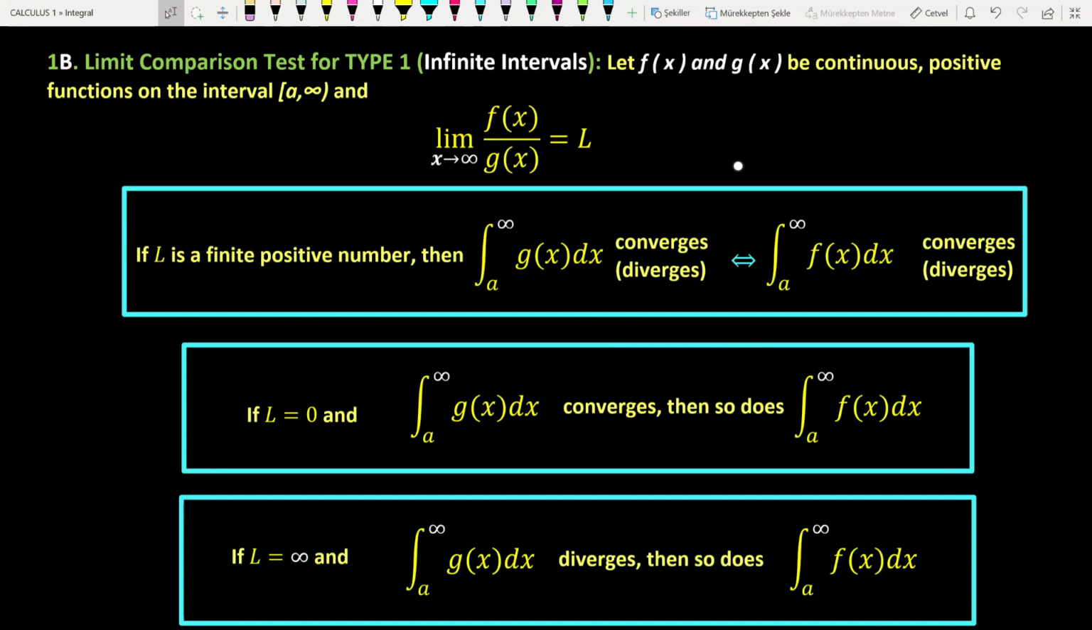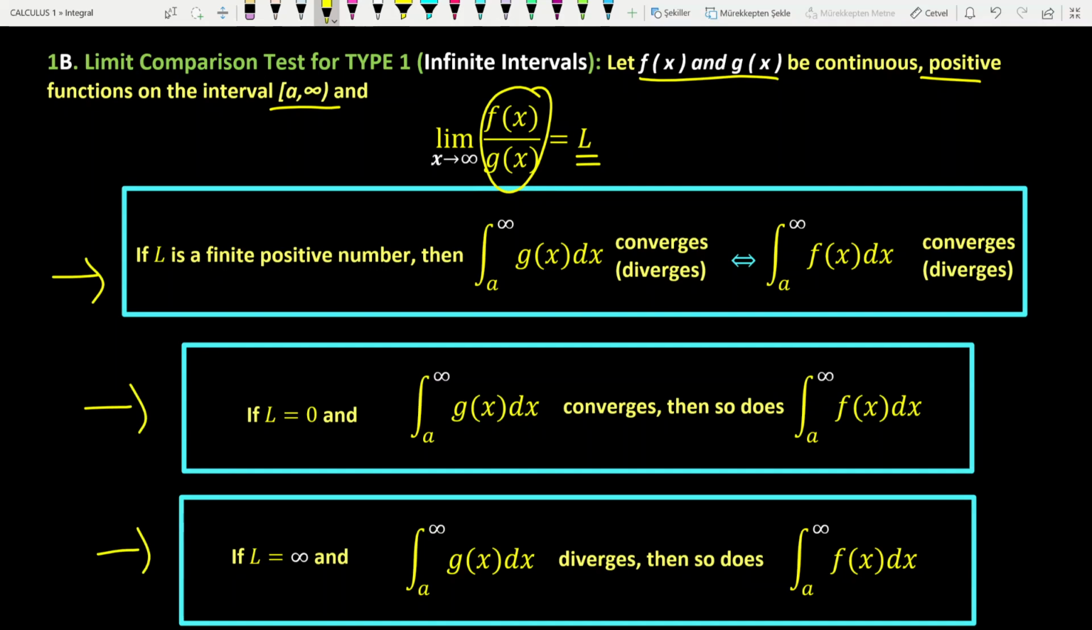Limit comparison test for type 1. Assume that f and g are continuous positive functions on the interval a to infinity. We are still working on type 1 improper integrals. And assume that the answer of the limit of f over g is equal to L. So what is L? We have three cases.